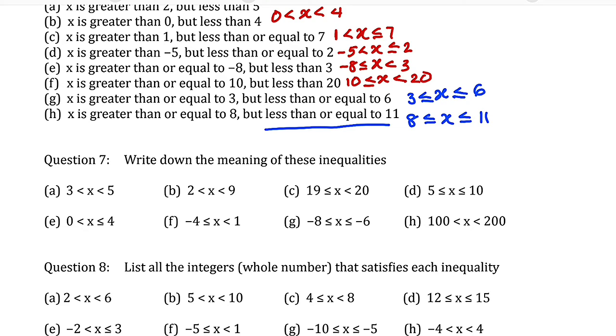Then question number 7, we are asked to write the meaning of all of these inequalities. So this one reads, x is greater than 3, but less than 5, right? X is greater than 3, but less than 5. That is for A part. Then this is x greater than 2 but less than 9. You can write it. But let me write this one. X is greater or equal to 19 but less than 20.